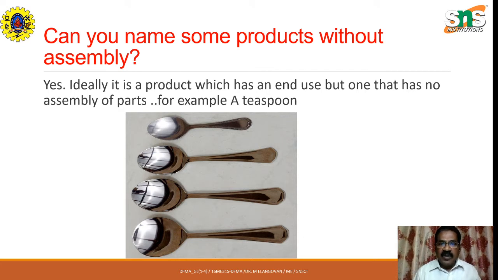So what is it that we should understand? The difference between a part and a product is that a part is standalone, and it does not have an end use straight away, whereas a product will have an end use. It has a function which it will satisfy. We don't say that the product must have multiple components. Multiple components we definitely have sometimes, basically because of various other reasons, which we will come to later. But products always need not have an assembly. So a group of parts put together is not a product, but it is a sub-assembly.